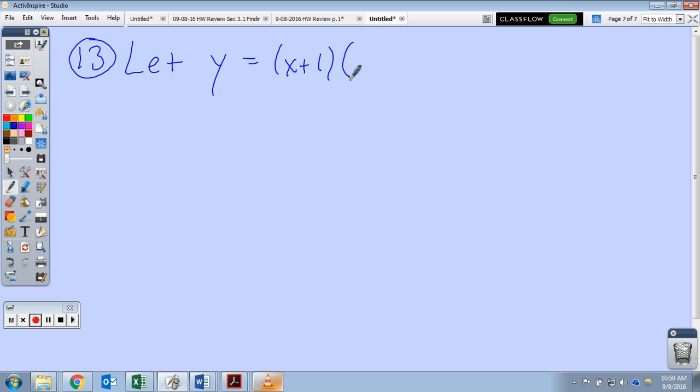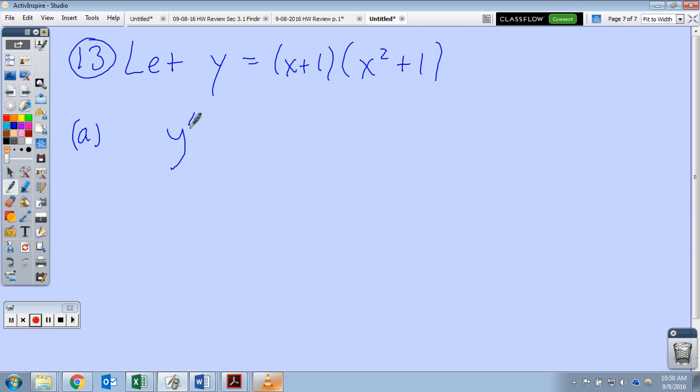So this says let y equals x plus 1 times x squared plus 1. Find dy dx, a, by applying the product rule and b, by multiplying the factors first and then differentiating. Of course, I would do b all day long, but we're going to show that we know how to do both. So by applying the product rule.